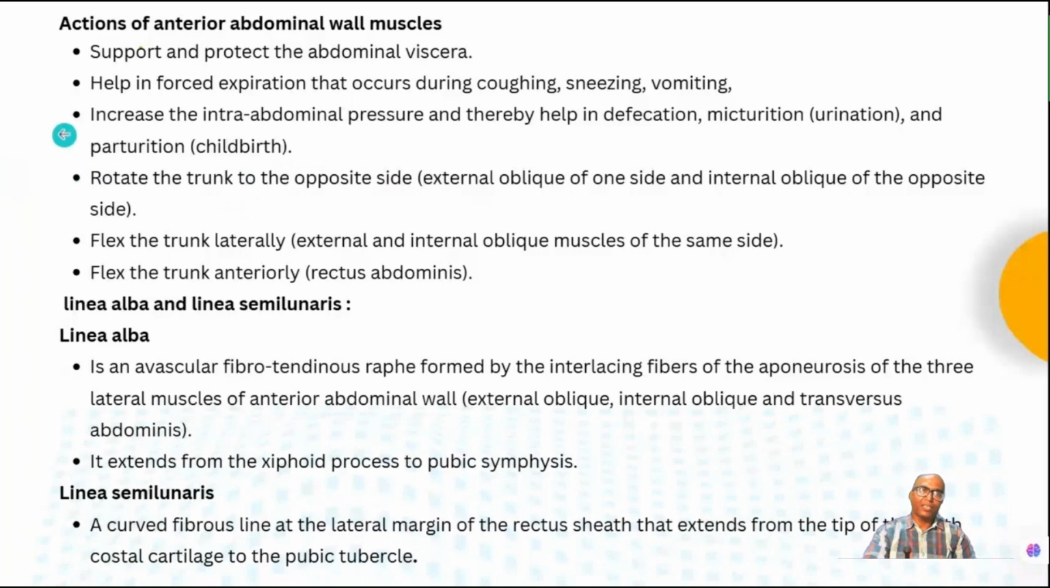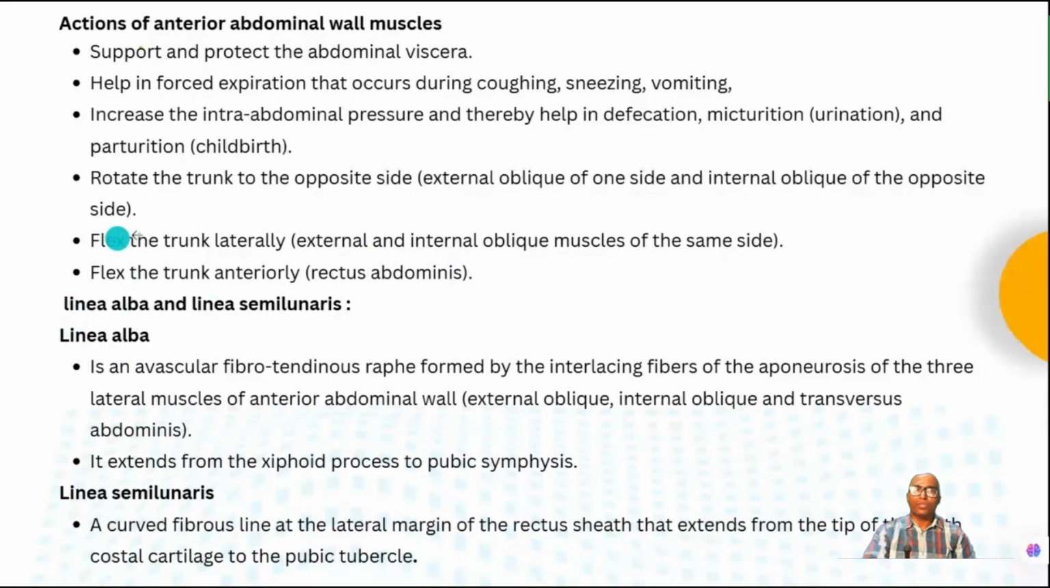At that time, what is happening? The external oblique of the same side and the internal oblique of the opposite side are working. When you flex the trunk laterally, you are not rotating, you are flexing the trunk laterally. That means same side external oblique and internal oblique are in action. If you flex the trunk anteriorly, it is the rectus abdominis muscle which comes into the picture. They can ask these things. When there is rotation of the trunk, which muscles are acting? The same side external oblique and the opposite side internal oblique. When you flex the trunk laterally, same side external oblique and internal oblique are acting. When you flex the trunk anteriorly, it is the rectus abdominis.